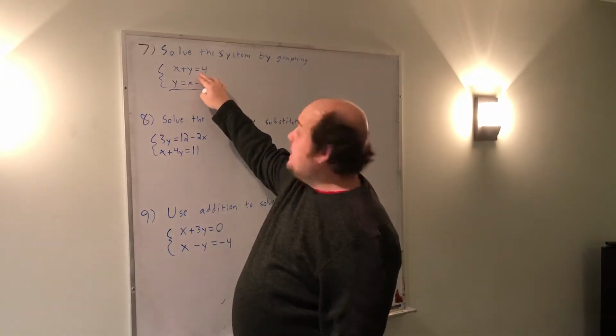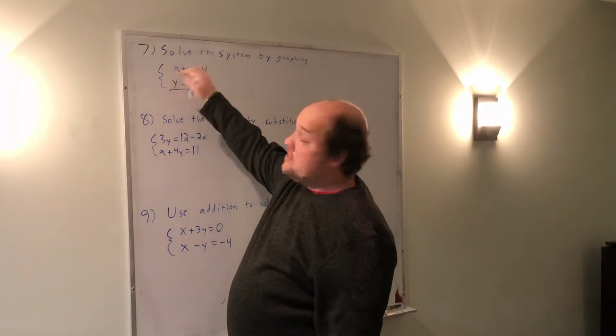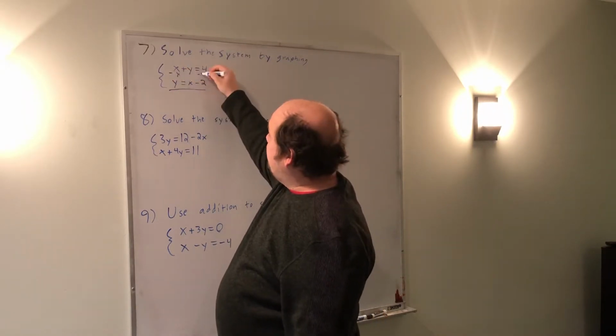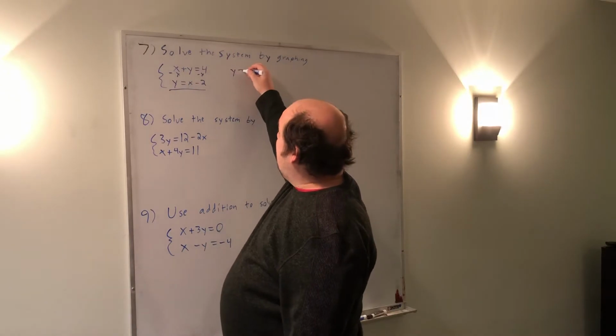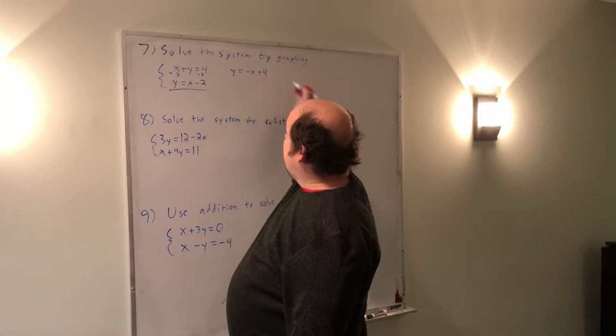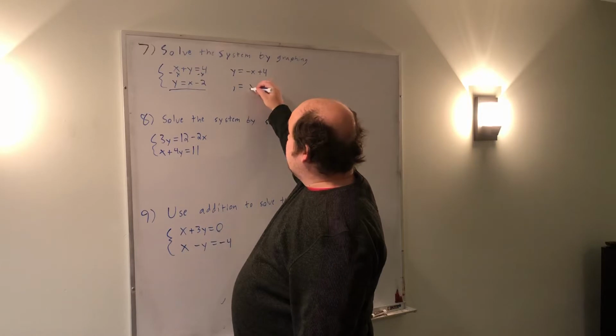The thing that's out of place is this x. To move it to the other side, I'm going to subtract x from both sides. That's going to give me y equals negative x plus 4. I still have y equals x minus 2.